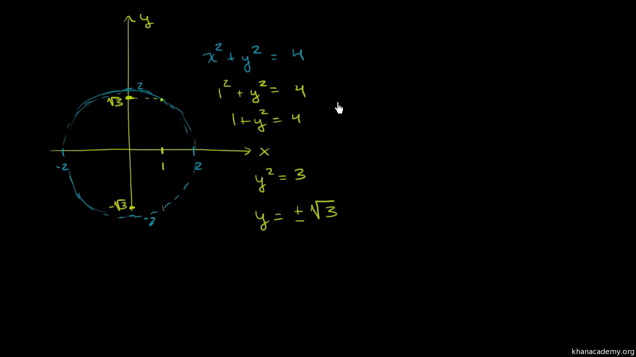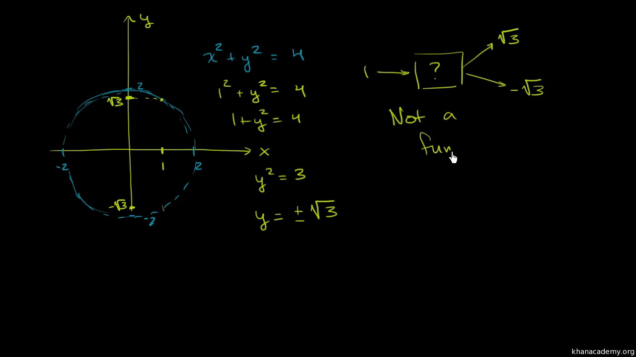So in this situation, this relationship, I inputted a 1 into my little box here, and associated with the 1, I associate both a positive square root of 3 and a negative square root of 3. This is not a function. I cannot associate with my input two different outputs. I can only have one output for a given input.